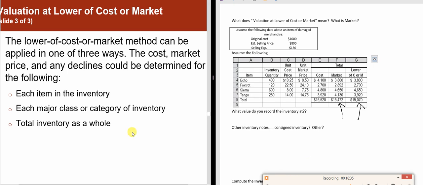And the answer is either. Either is okay. You can value your inventory at 15,472 or 15,070 as long as you're consistent. So make sure you know that.